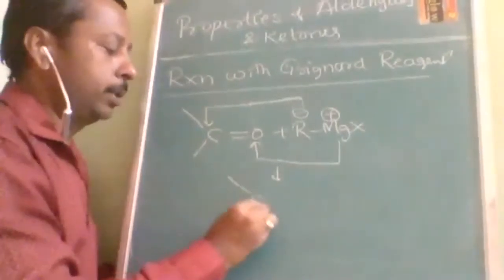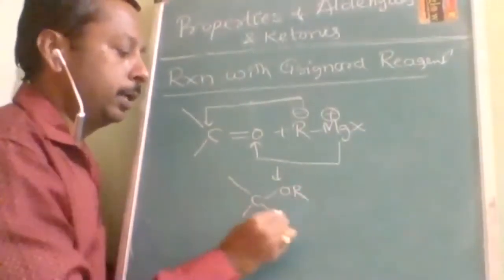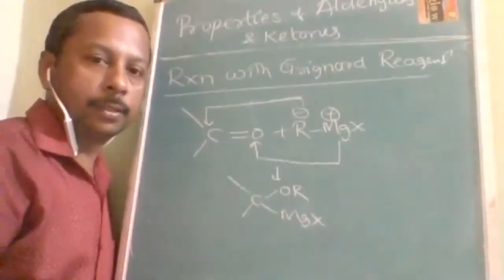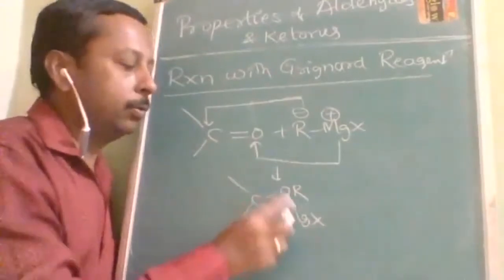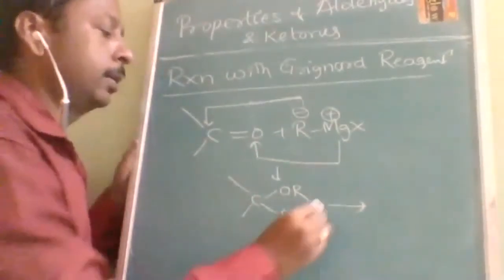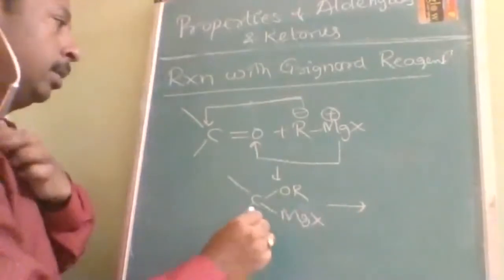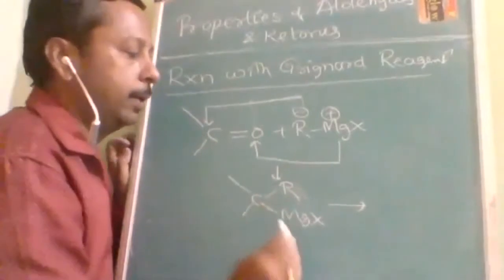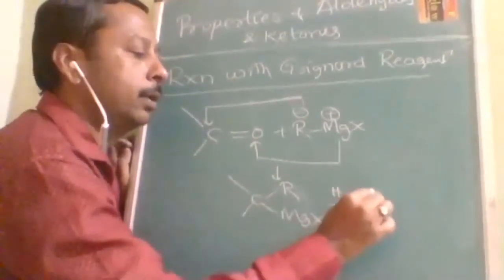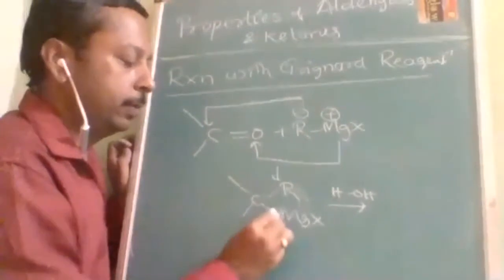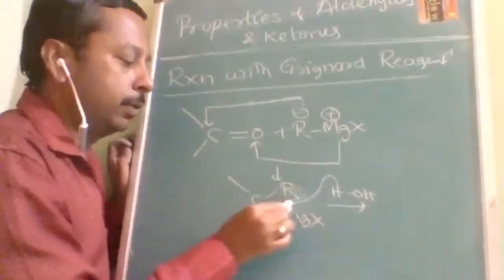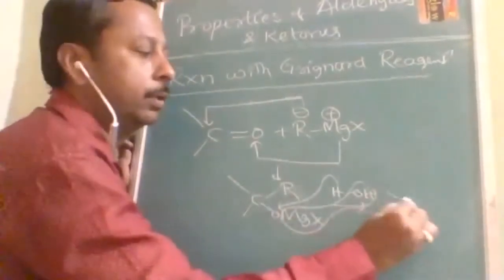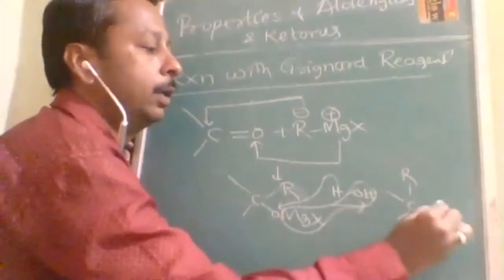Okay, what it is going to be: C-OMgX, so here it is going to be MgX. In this step, what is formed? Carbon is attached with R and OMgX. On hydrolysis, H and OH. Oxygen will be with Mg, so H will attach here and MgX will be removed. So what is it going to give you? R and OH.